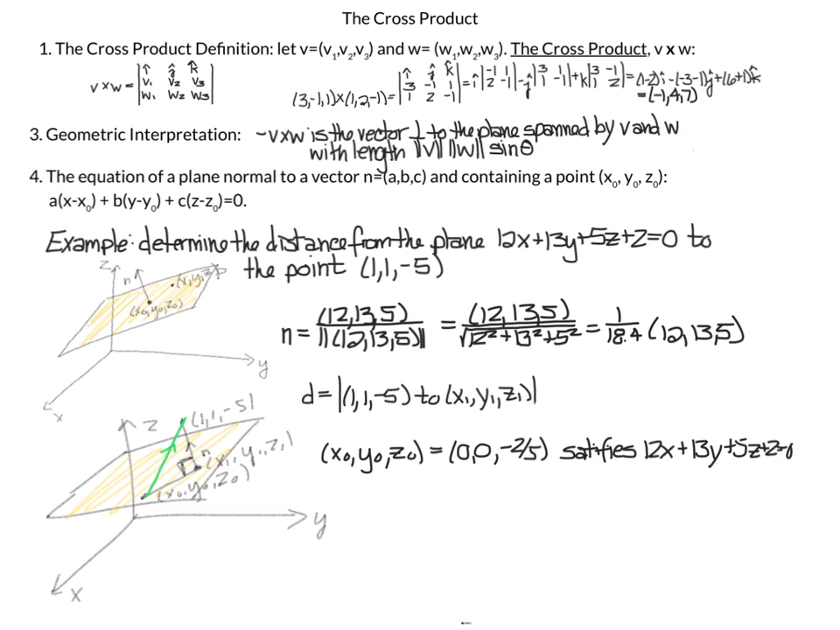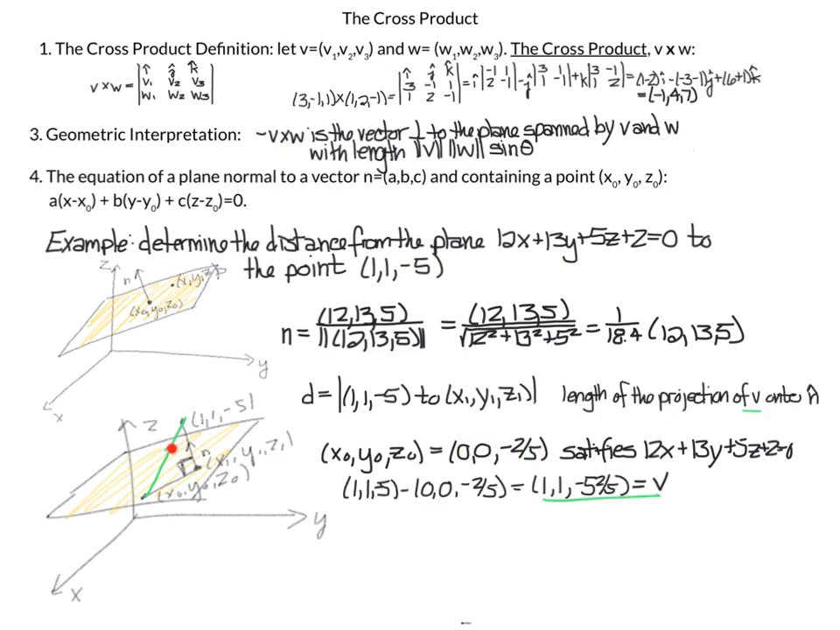I would have plugged in 0, 0, 0, except that wouldn't have satisfied the equation of the plane, because I would have been left with 2 equals 0. So with 0, 0, 0, you only get to plug in two numbers. So I plugged in two zeros and solved for the third. But again, there are an infinite number of points that would satisfy this equation. This is just the one I picked.